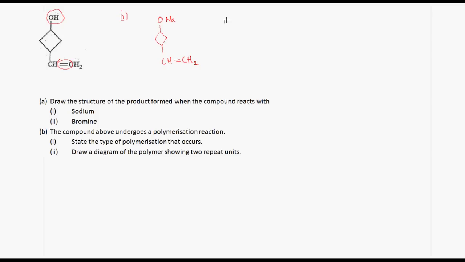For part 2, the reaction with bromine. Now the bromine is not going to react with the OH group. It is going to react with the alkene group. So we are going to leave the OH group as is, and what is going to happen is that the double bond is going to turn into a single bond. Sorry, this is Br. And this reaction is an addition reaction. So the bromine just adds itself across the double bond.